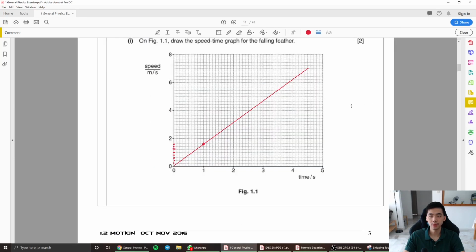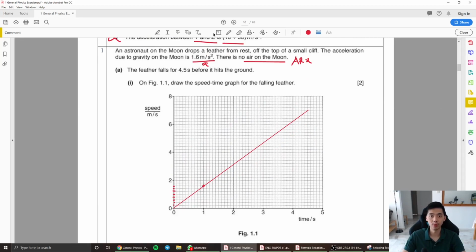Or alternatively, you could do the acceleration formula, which is a equals to v minus u over t. In this case here, I'm looking for the final velocity, and I know that the initial velocity is 0. So it's basically at is equals to v minus u. In this case here, it will be 1.6 times 4.5 is equals to v minus 0. V would have been 1.6 times 4.5. You would get somewhere around 7.2, which is correct also as 6.2, 6.4, 6.6, 6.8, 7, and 7.2.